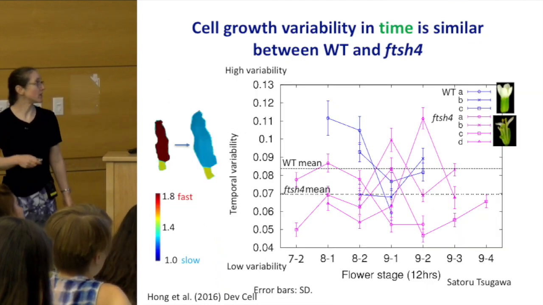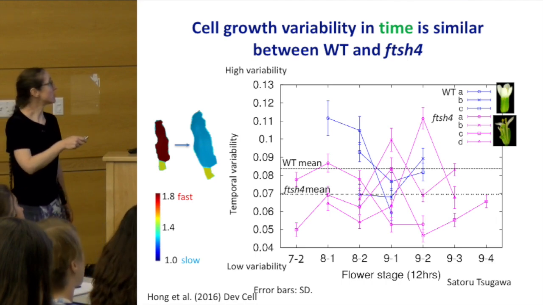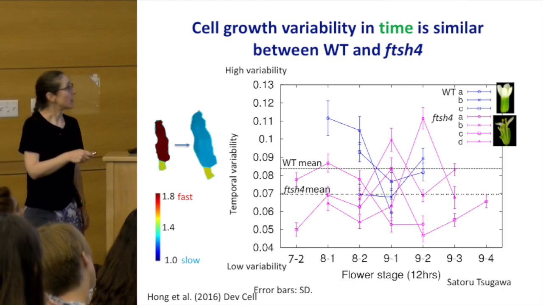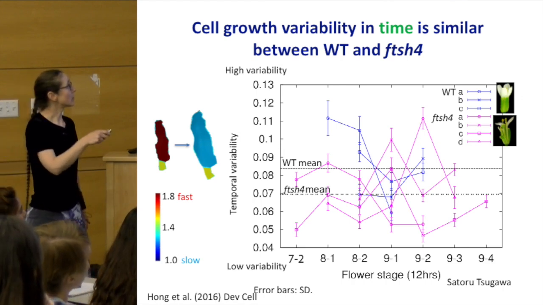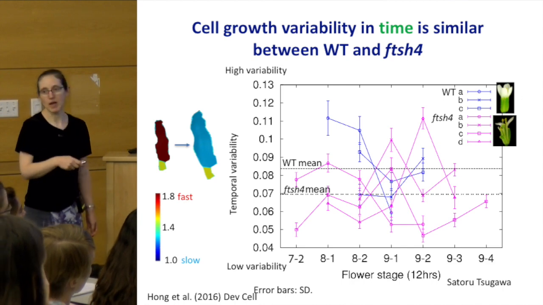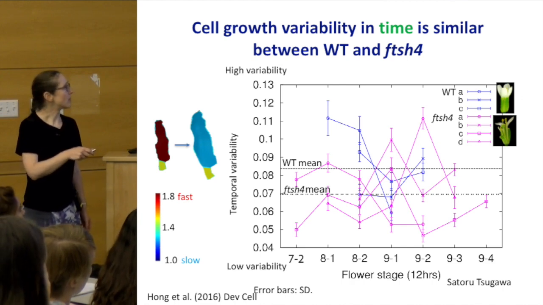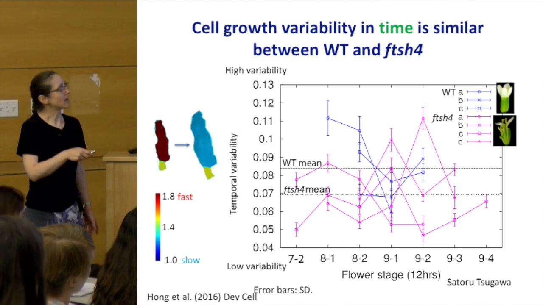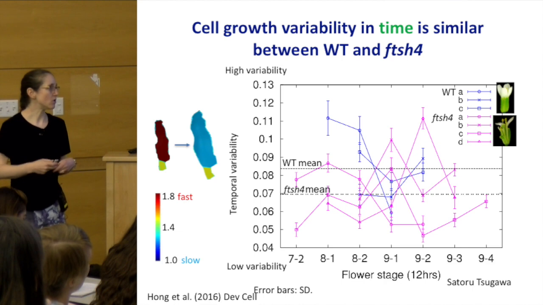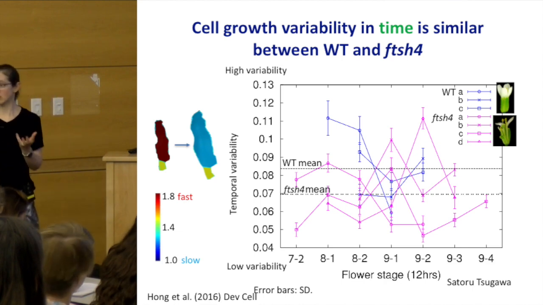Okay, then we looked at variability in time. So we're saying this cell changes its growth rate massively in the next time interval, whereas this cell doesn't change at all. And so we average that across the sepal. And here again, we've got temporal variability, so how much the cells change their growth rate over time. Wild type in blue, FtsH4 in magenta. You can see that they largely overlap. Wild type may have a bit more temporal variability as well, but it's not so much that I want to make a big statement about it. So if anything, FtsH4 has a little less temporal variability.